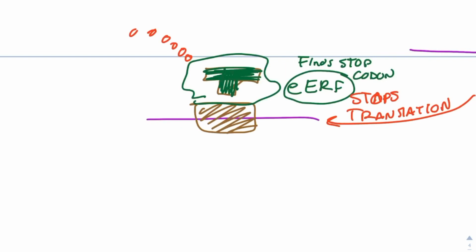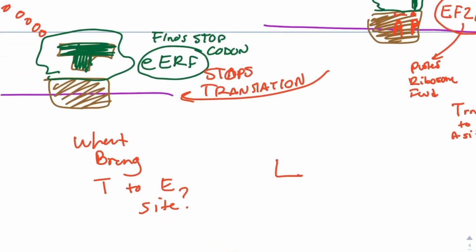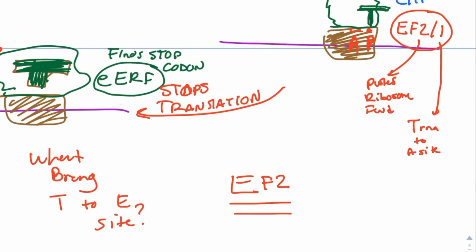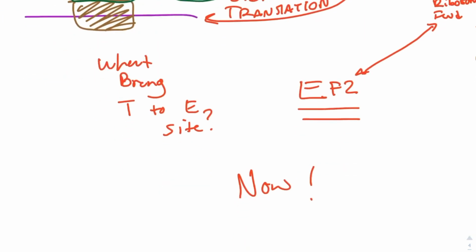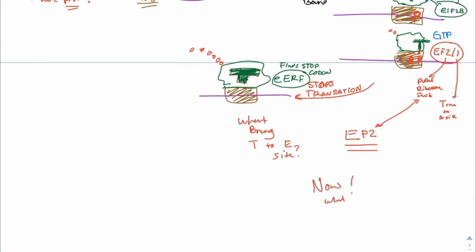Now, what's going on here? So you go back, and you find out that you're going from the P to the E site. How do you get to the E site? You go back to EF2, not E2F, EF2. Remember, it pushes the ribosome forward. When it pushes the ribosome forward, this allows the tRNA to go into the E site, and allows it to stop. Now, you're finished. No, you're not finished, because gene expression is hard enough.